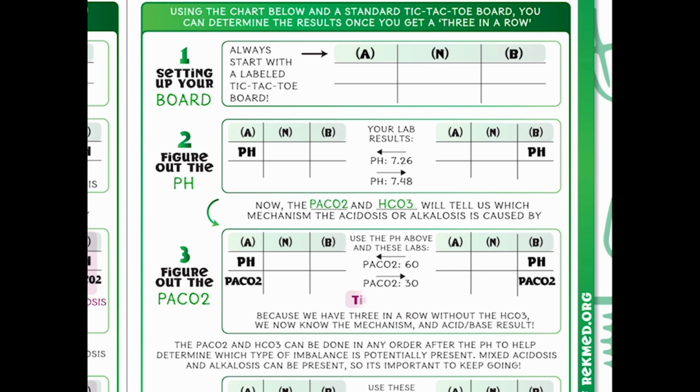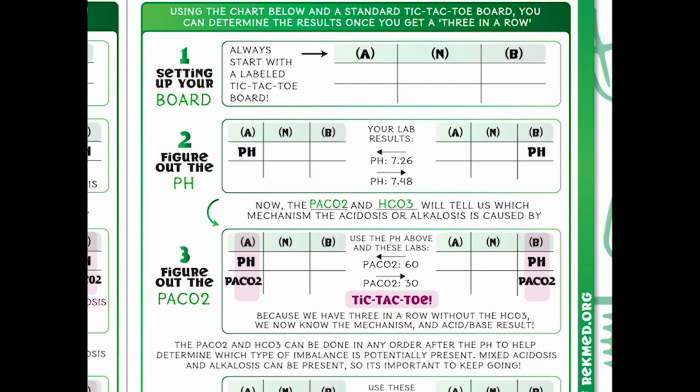So now this means that we actually have tic-tac-toe. So that A, N, and B on that top line, they count. Since we have 3 in a row here and 3 in a row here, because we have these 3 in a row without our HCO3, we do know the mechanism of this acid-base result. So in our patient to the left here, we can say that they are respiratory acidosis because they have this acidosis that is respiratory driven. And in our patient here to the right, we have an alkalosis, and we can see this is also respiratory driven. So they have a respiratory alkalosis present as well.